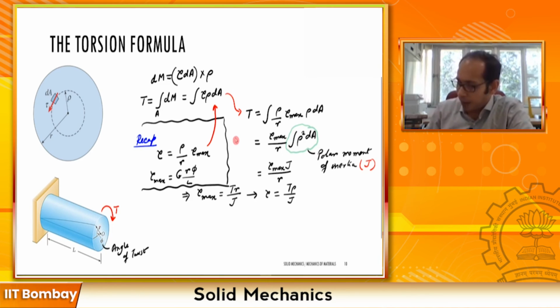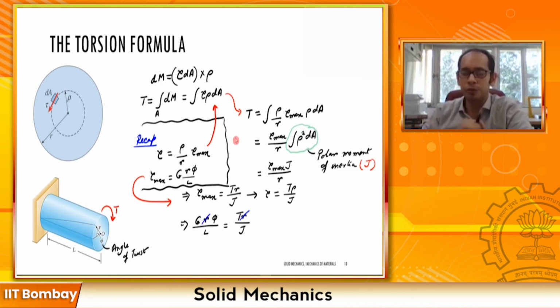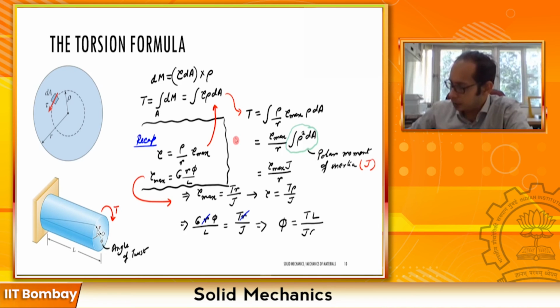Now if you come back and substitute this expression over here, what you will get is G R phi divided by L equals T R by J. So in this expression, your R and R cancel out and you end up with a very beautiful relationship which is known as the torsion formula. If I again rearrange this one, what I get is phi equals T times L divided by J times G.